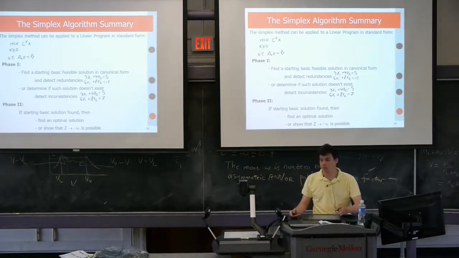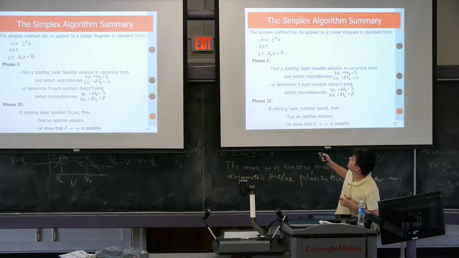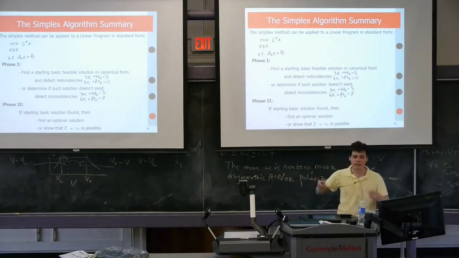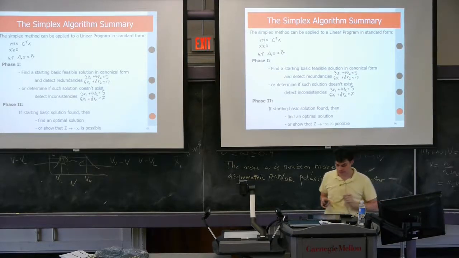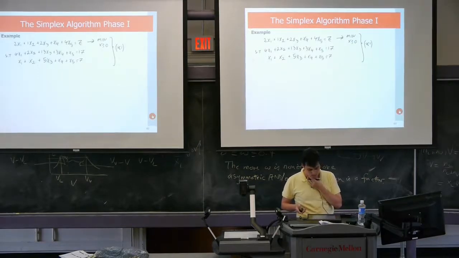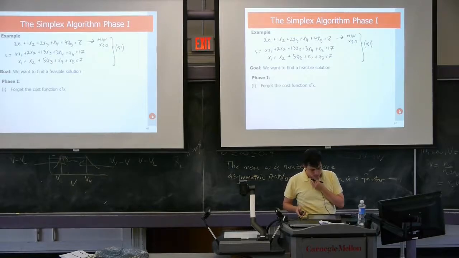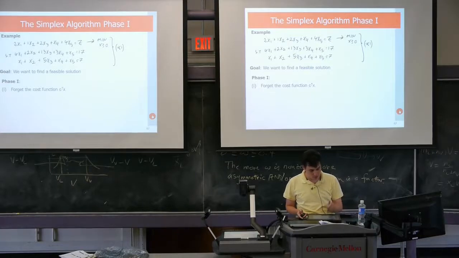So the question left to discuss is, if we have this equation set, how to find a starting basic feasible solution in canonical form, so we can start running phase 2 of the simplex algorithm that we just discussed. And that's very simple. What you have to do is, in phase 1, you forget your cost function, whatever you had. You don't care about that.